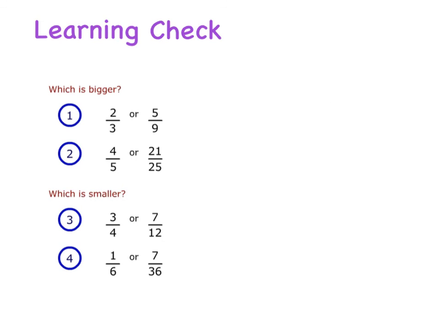Alright, just a little bit of a learning check then this evening. And it is to figure out which one of the following in the first 2 questions is bigger and in the last 2 questions is smaller. Remember to show your workings, your arrows, and your lowest common multiple, how you figured it out, okay?